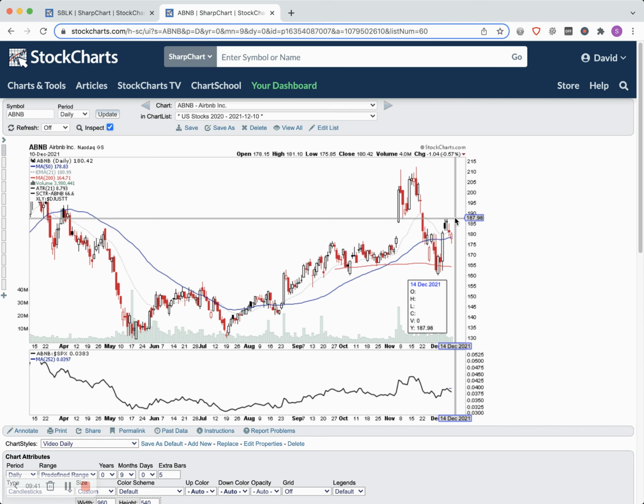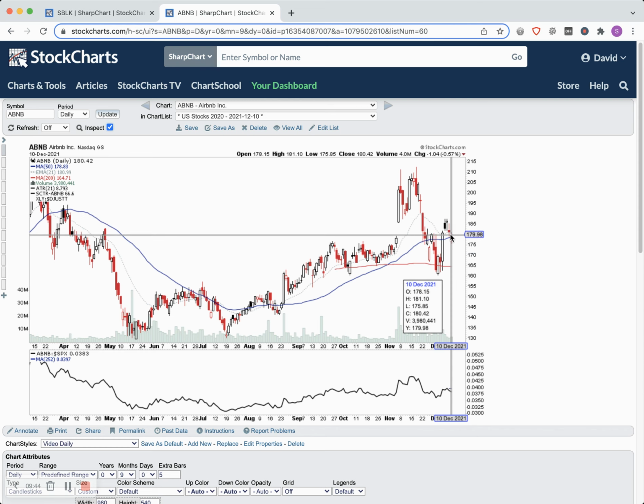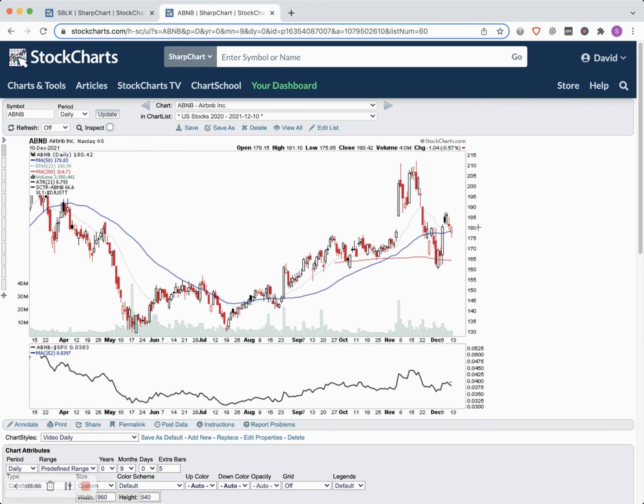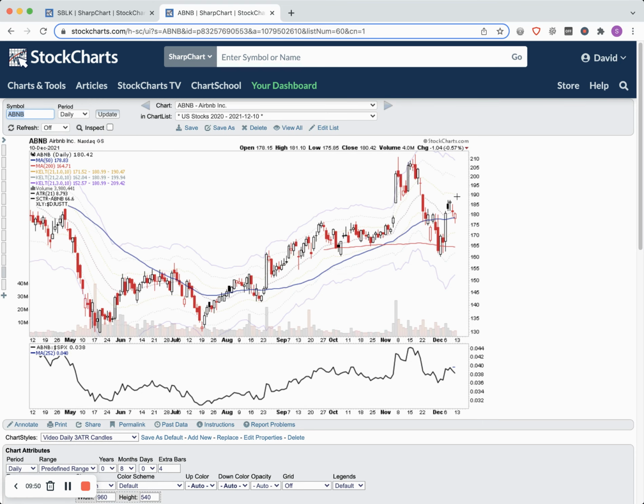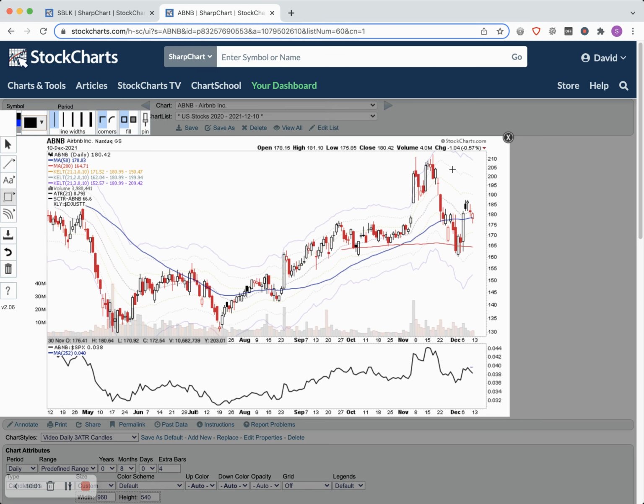So 187.5 in terms of an alert around that kind of area. If we can get a high volume move through that pivot point there, then that's got potential. You can see on the 3 ATR candles there, the 1 ATR level's up at 190 at the moment, so a little bit above there, but that could potentially put it back into a short-term uptrend. But at the moment, we're in a kind of sideways range with this one until we get anything different here.